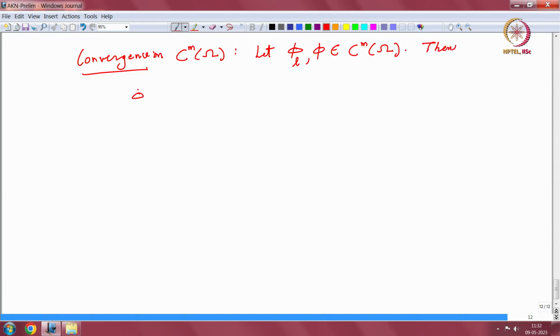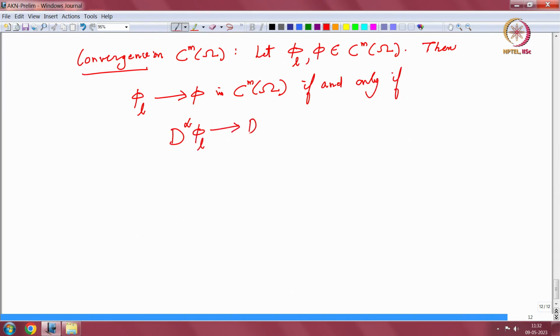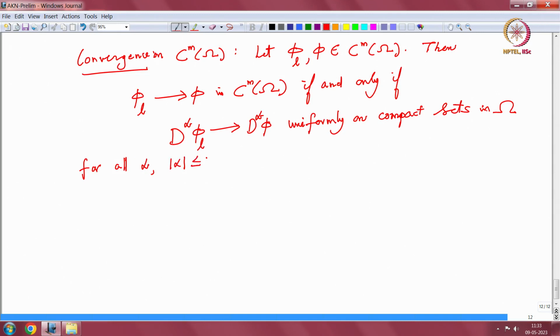Then, it is nothing new, the same topology: phi L converges to phi in Cm of omega if and only if d power alpha of phi L converges to d power alpha of phi uniformly on compact sets, for all compact sets in omega, for all multi-indices alpha for which mod alpha is less than or equal to m.